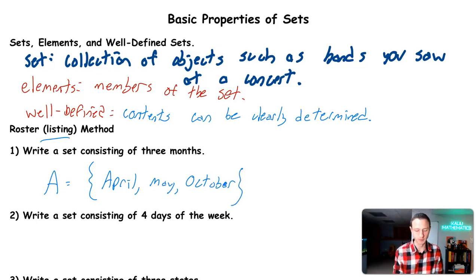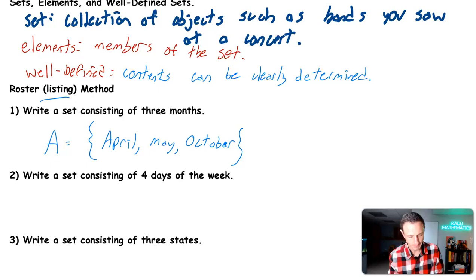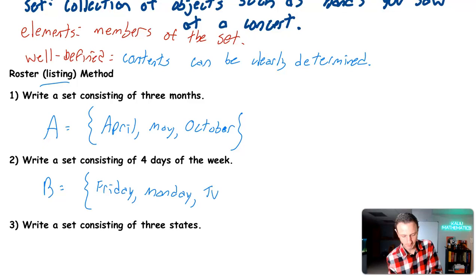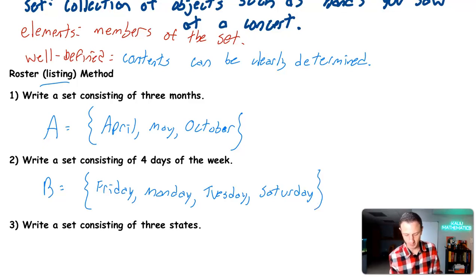And there's obviously a couple different versions of a set of 3 months, but that's just an example using the roster method. Write a set consisting of 4 days of the week. So let's call the set B using the roster method. So 4 days of the week could be Friday, Monday, Tuesday, and Saturday. There is a set consisting of 4 days of the week.